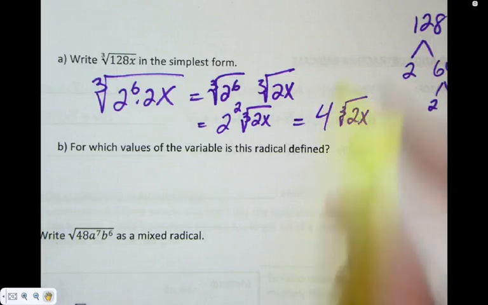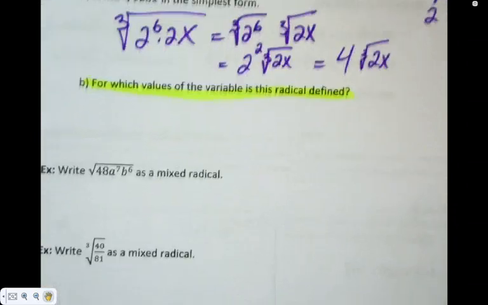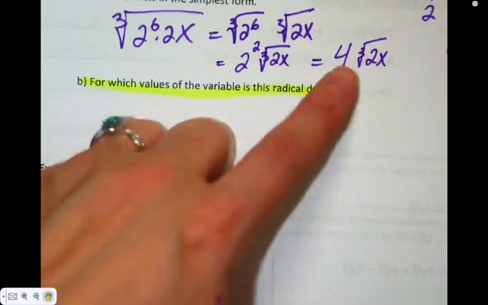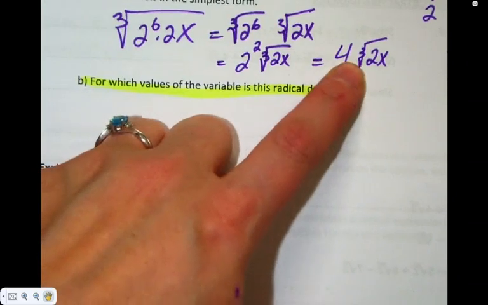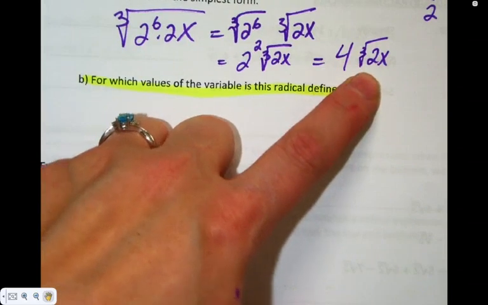For which values of the variable is the radical defined? What is the question asking you? What does that really want to know? What can x be? What are the good numbers? What are the bad numbers? What can we put in for x that's going to work? What can we put in if it's not? Well, what do you know if the index is odd? It means it can be any single number. It doesn't have to be just positive.